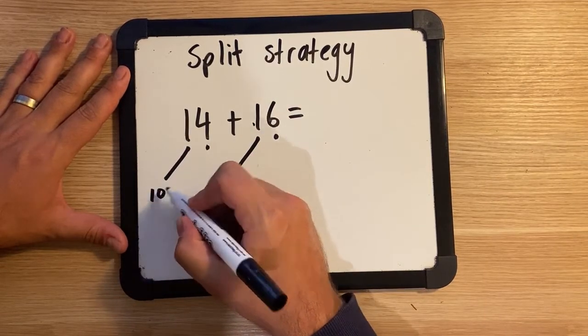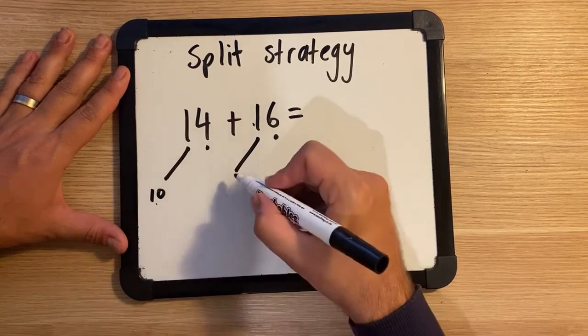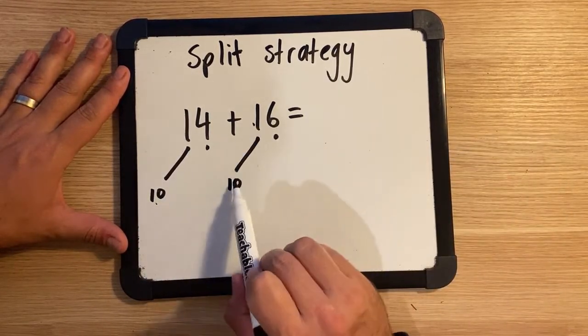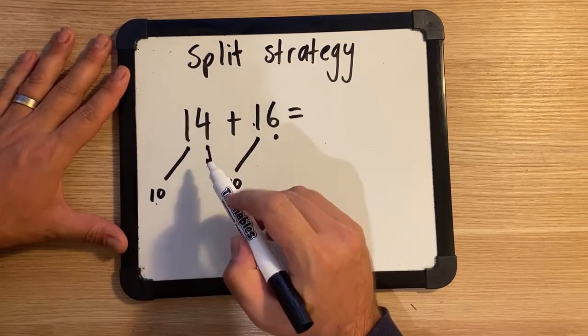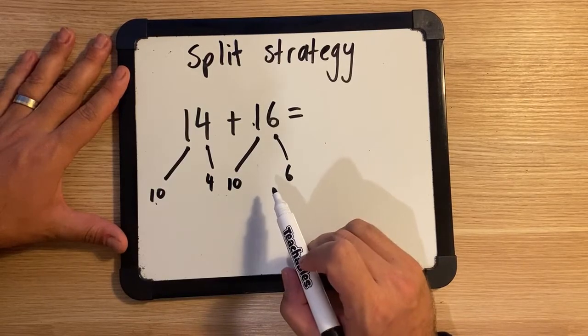So that's a 10. Some people write 1 here, and that's not right. You need to make sure it's a 10. Otherwise you might get a bit confused. So we've got a 10 here and a 10 here. We've got a 4 here and a 6 here.